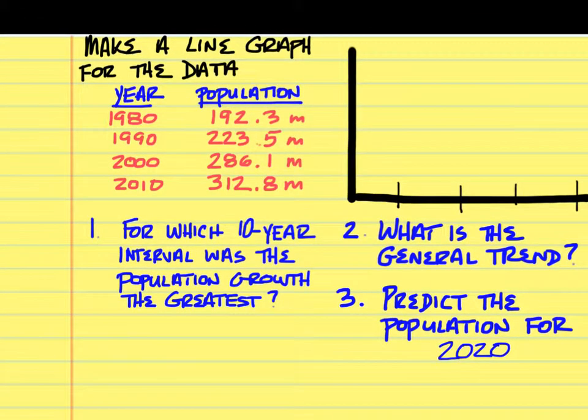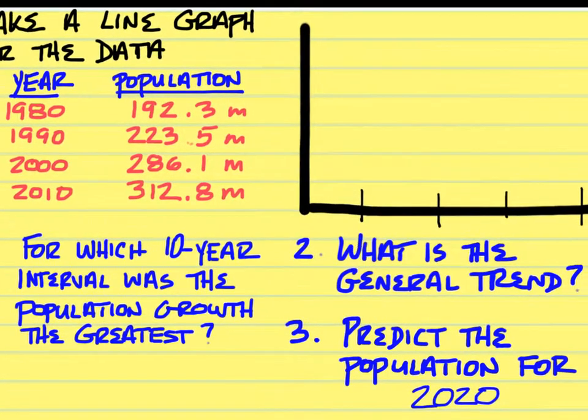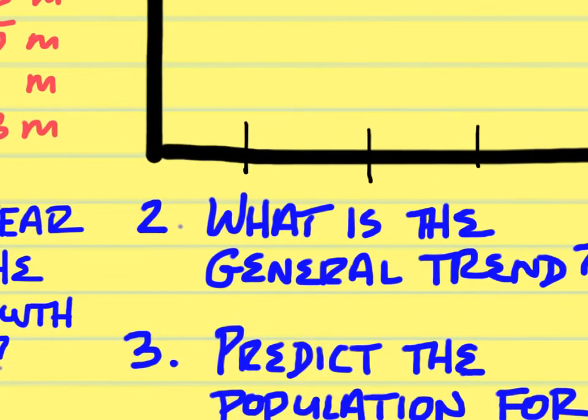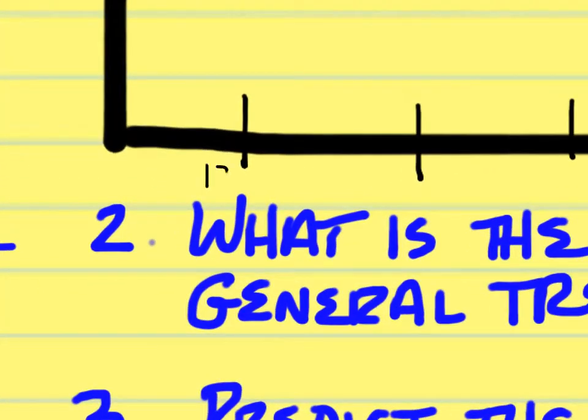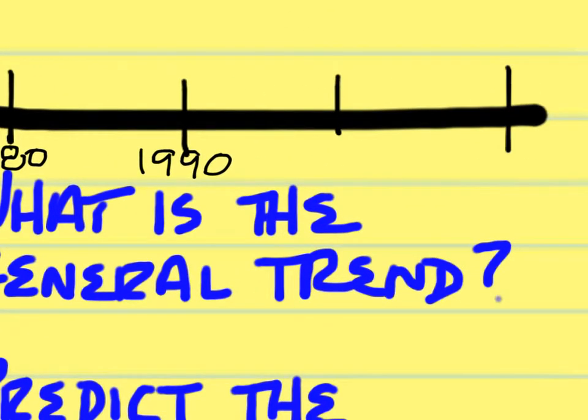And you have 4 years, 1980, 1990, 2000, and 2010. So fill those in there. And you can start with 1980, then 1990, 2000, 2010.